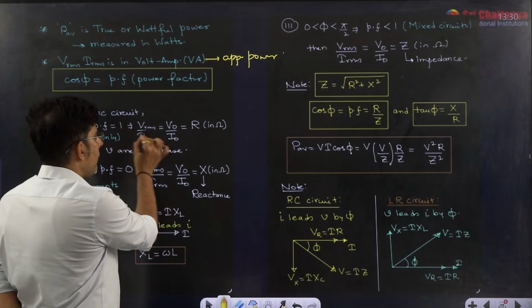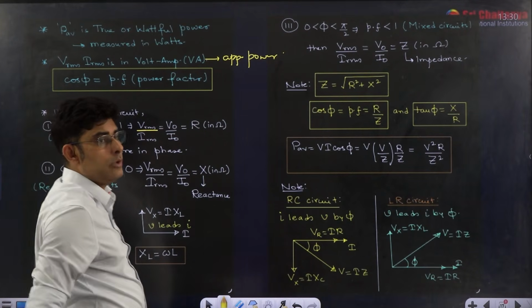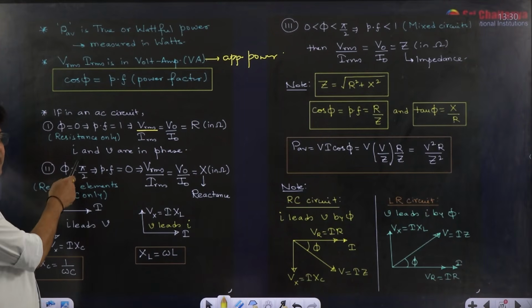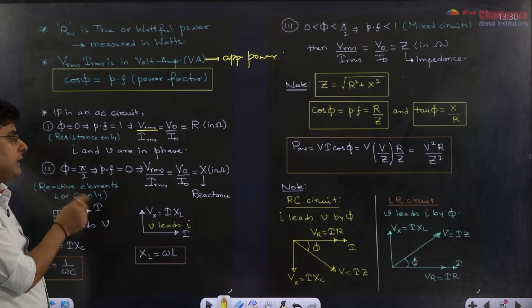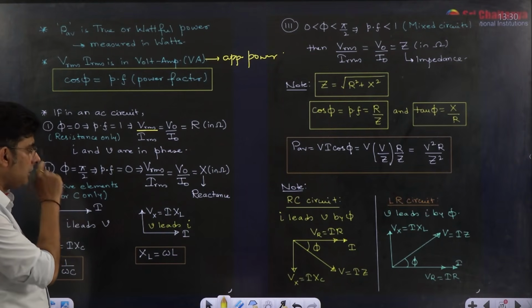Then the ratio of RMS voltage by RMS current, or voltage by current, is equal to R. Only this ratio is called resistance. But if phi is pi by 2, that means current and voltage have a phase difference of pi by 2 between them, and the power factor will become 0.